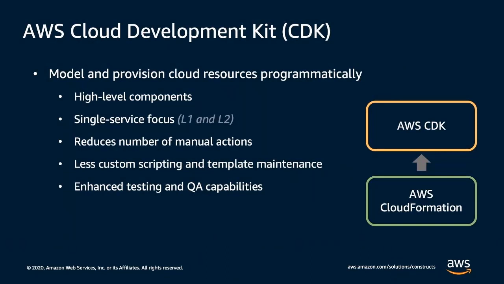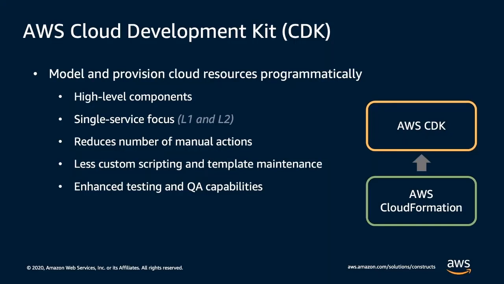The AWS Cloud Development Kit, or CDK, helps us cut through a lot of this repetition by enabling us to model and provision our cloud resources programmatically. It provides a library of high-level components that pre-configure cloud resources through AWS CloudFormation. This is while using the expressive power of programming languages to reduce manual actions, custom scripting, and template maintenance. The CDK also brings a significant boost to testing and QA for our infrastructure, since it allows us to write test cases and define expected behavior for our cloud resources.